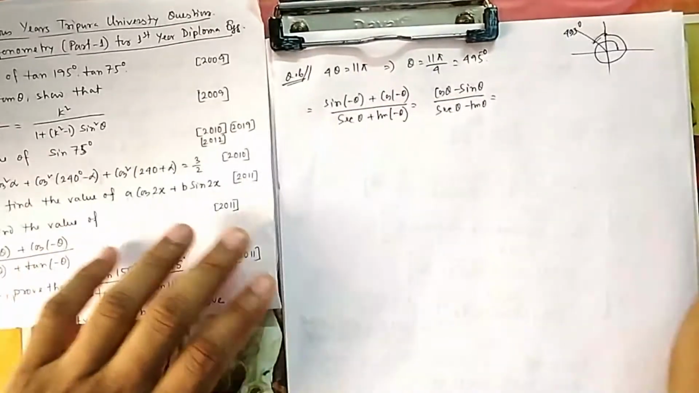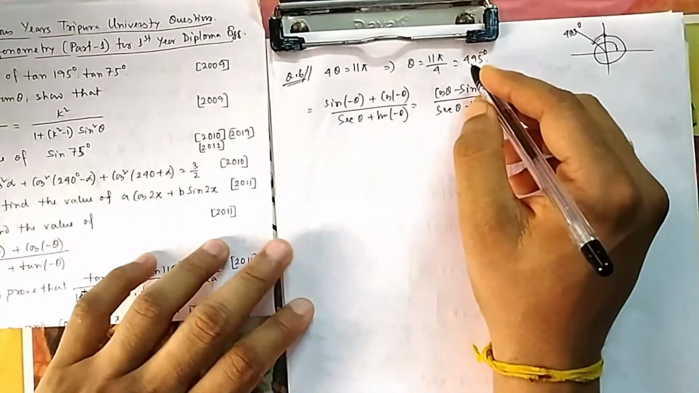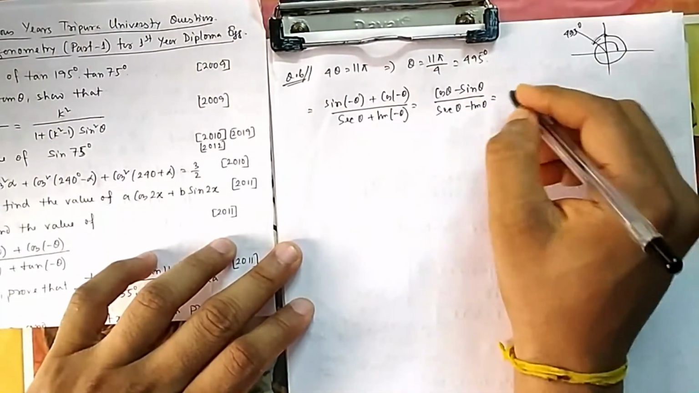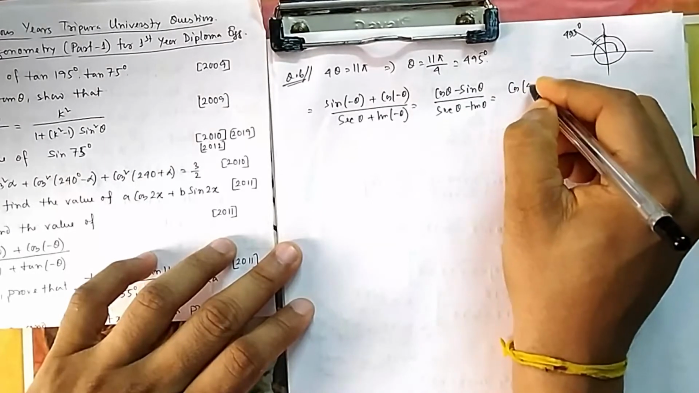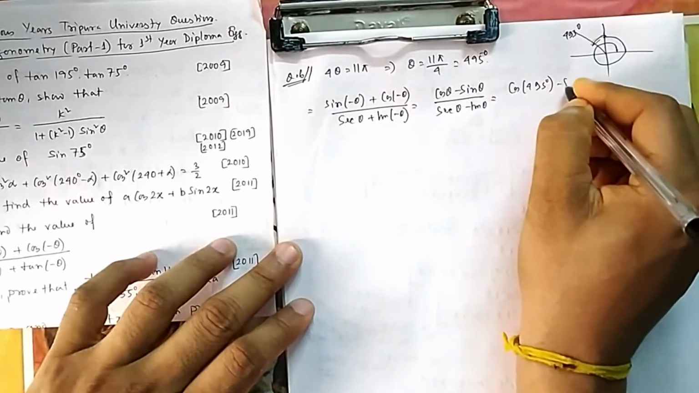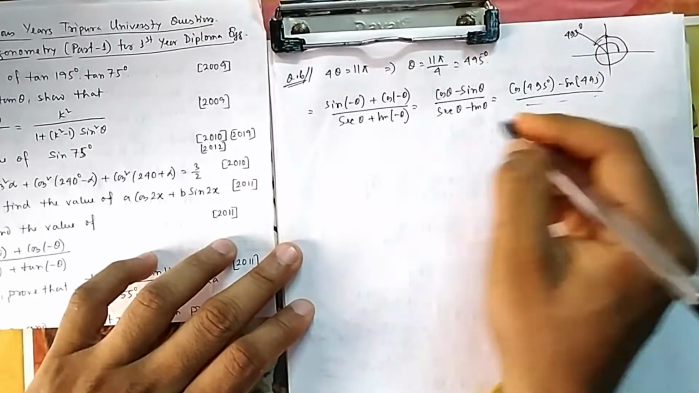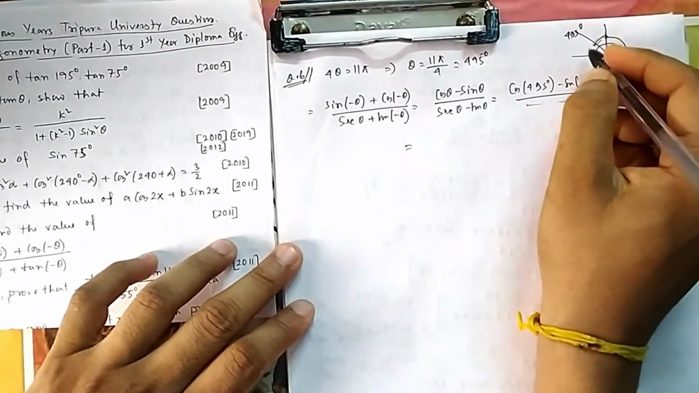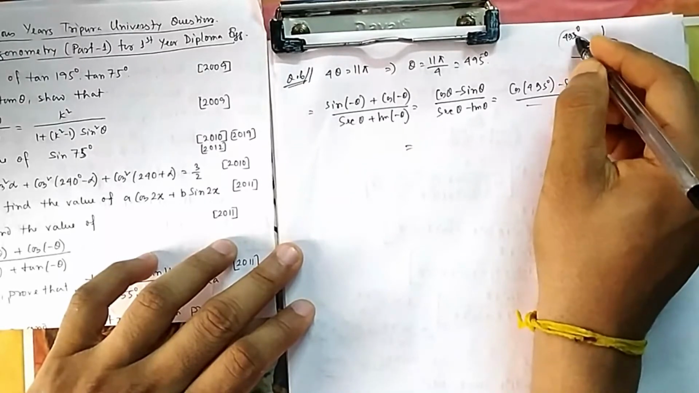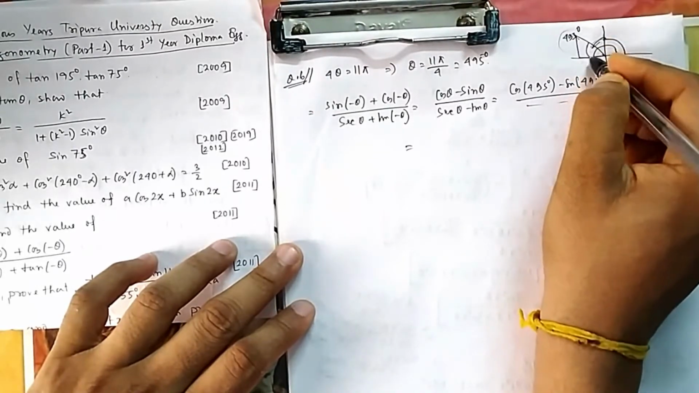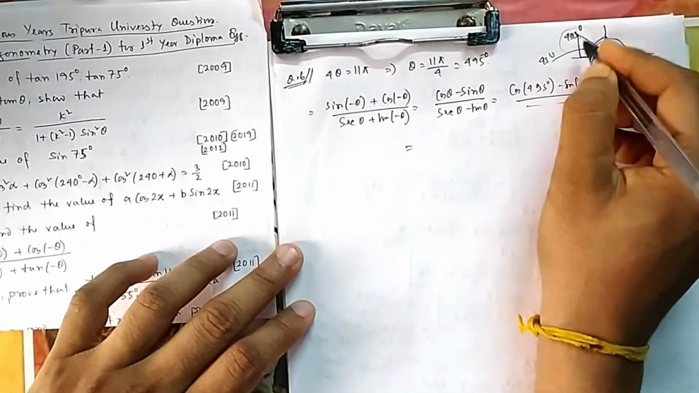So if you put it here, what will be cos 495? You put cos 495 minus sin 495. You can put it there, I am not writing. If you put it directly, cos 495, because in this quadrant, if you draw a right angle triangle in this quadrant, what is this angle? This angle will be 45. So it will take a value of 45.